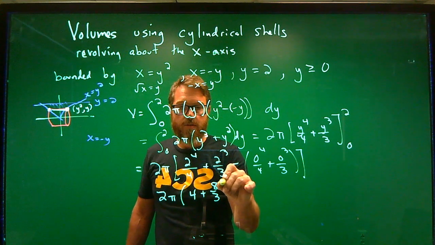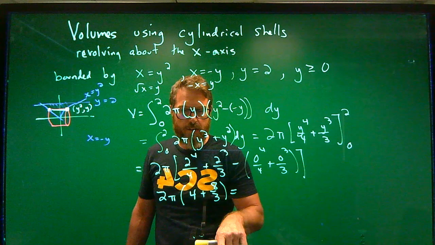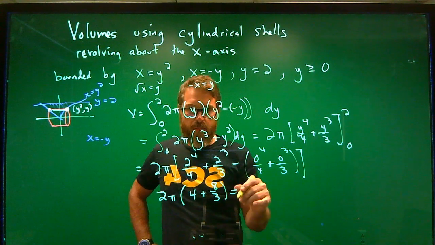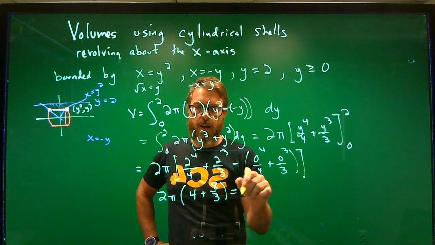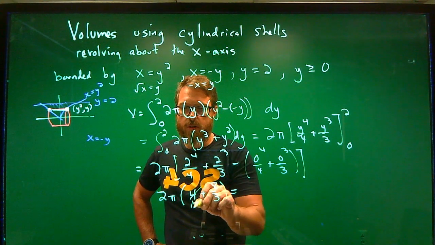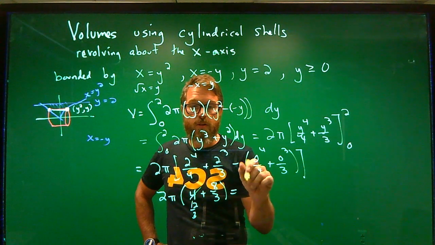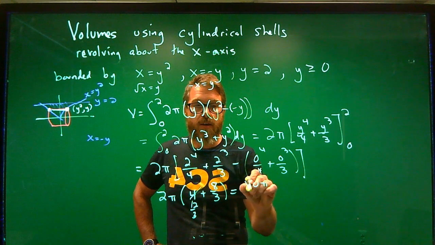Let's finish this up. Let me pause and just verify I got everything good. Nope, I'm good with that. So multiplying top and bottom by 3, this is 12 thirds. So 12 thirds plus 8 thirds, this is going to be 2 pi times 20 thirds. So 40 pi over 3.